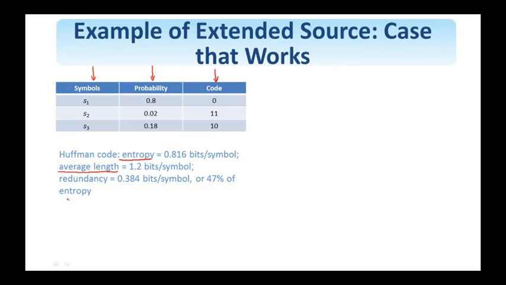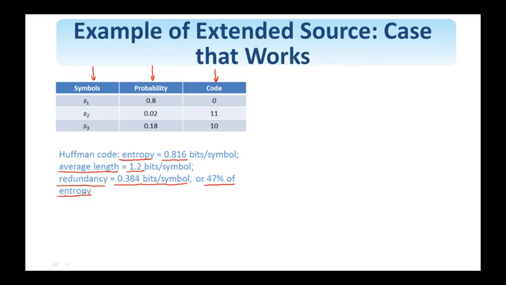A quantity that is typically used is the redundancy of the code. In other words, how far away is the average code word length of the code from the entropy. So for this particular example, subtracting this from this, we see that this is the redundancy, and it's typically normalized by referring to the percentage of this redundancy with respect to entropy. So the redundancy is 47% of the entropy for this particular example.